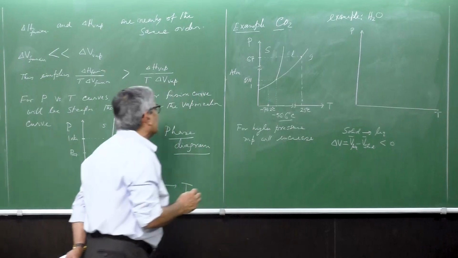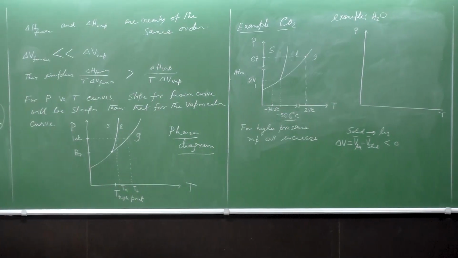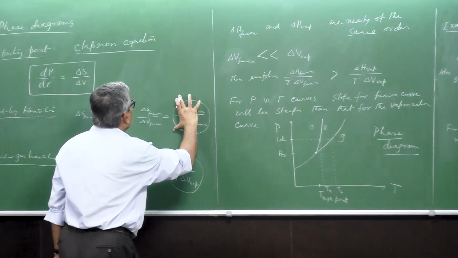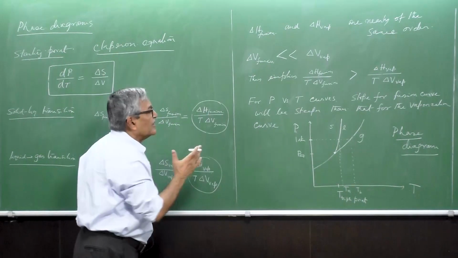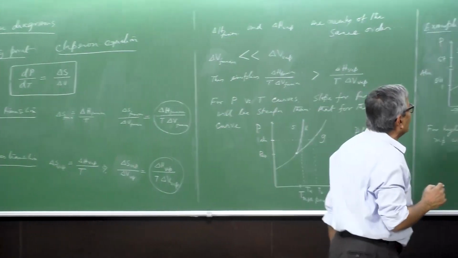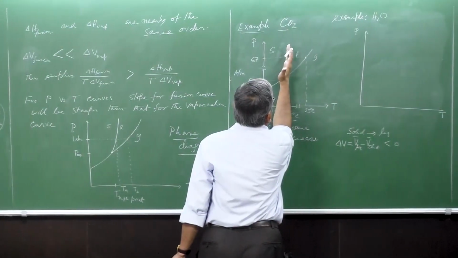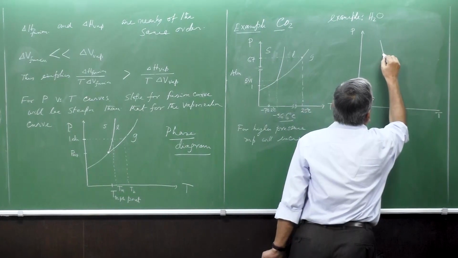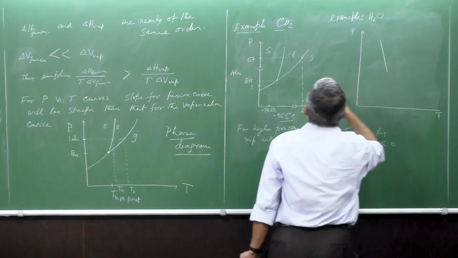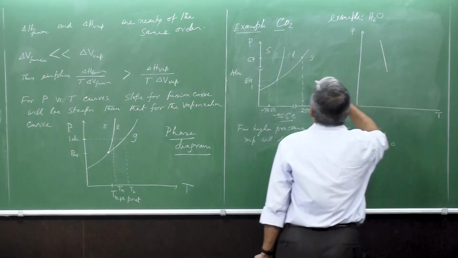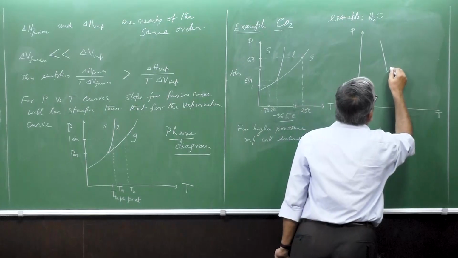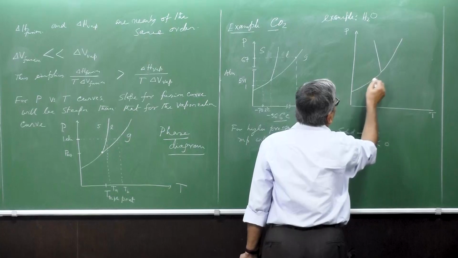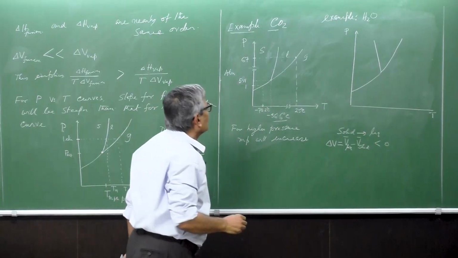So if this term is negative, then what happens? The entire slope becomes negative. A negative slope means I cannot have a positive slope like this, but I have a negative slope here. And in the other case, the liquid to gas transition curve remains almost the same. And again, this is the solid gas curve.